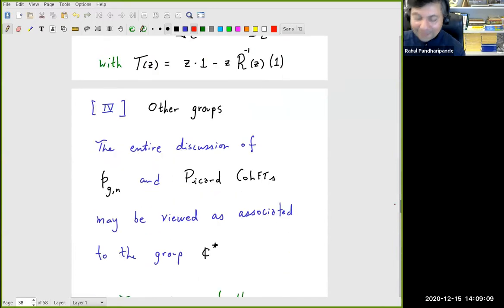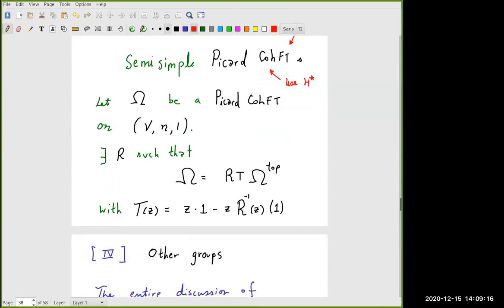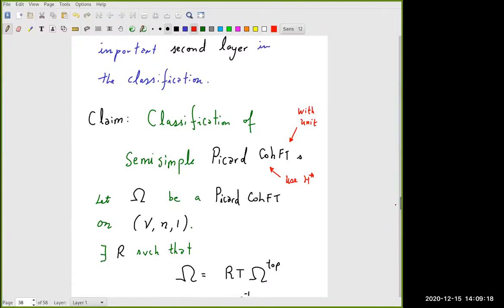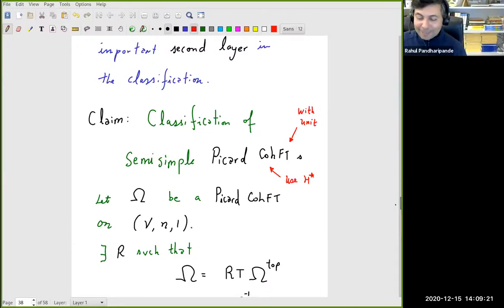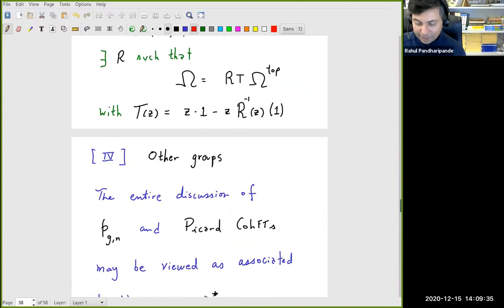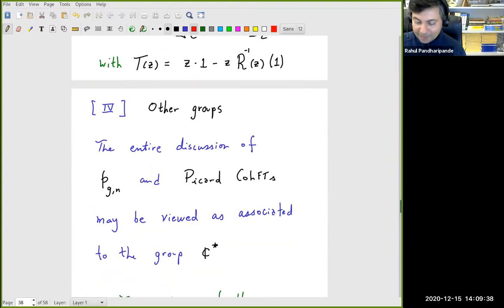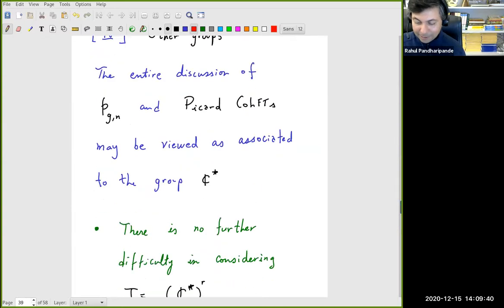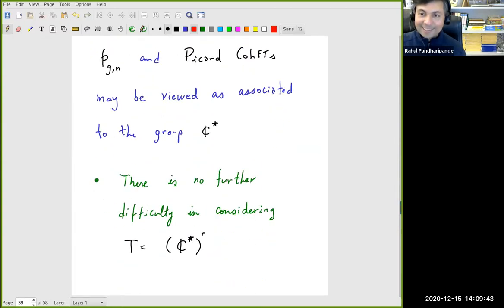So, other groups. In fact, it's funny, this weekend you just sent me an email about other groups, right, Andre? Yes, I did. Once you start thinking about this Picard CohFT, you realize that this is just about C star, because we're talking about a line bundle, a C star bundle, and what's so special about C star? And I think the answer, in some sense, should be nothing. So I'm going to try to explain what the discussion for an arbitrary group is. So maybe viewed as associated to the group C star, but C star is just a rather simple group. Well, not exactly simple.